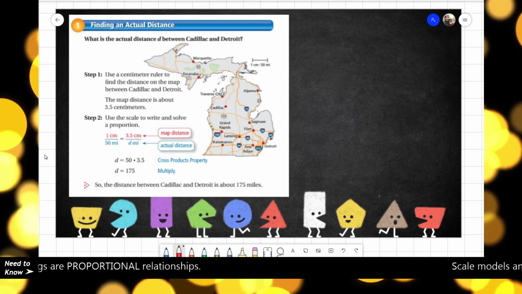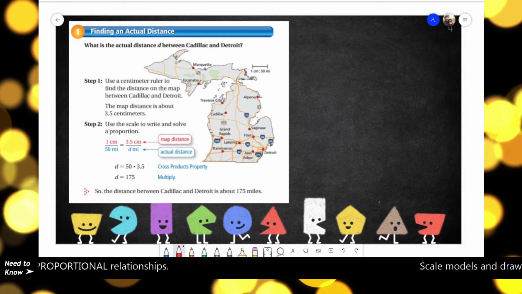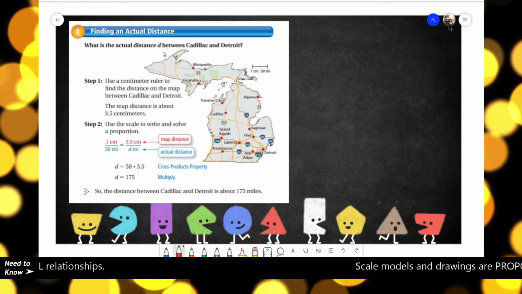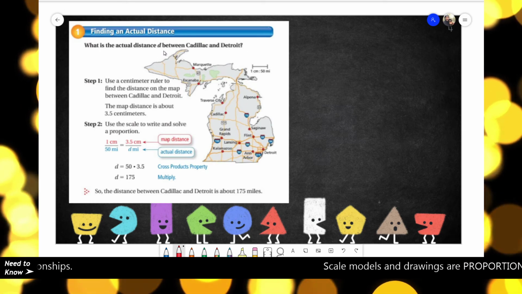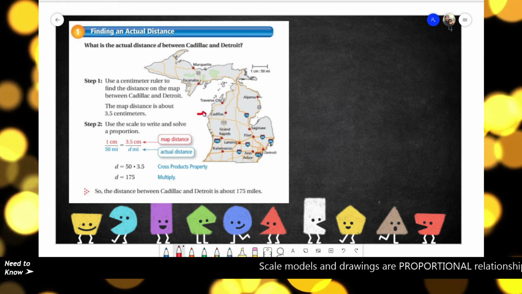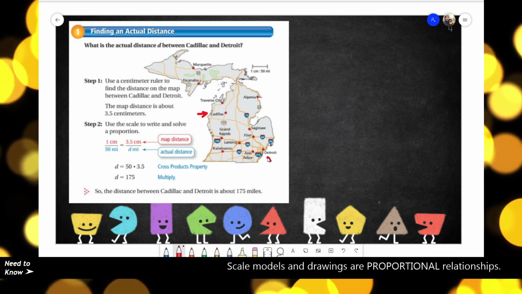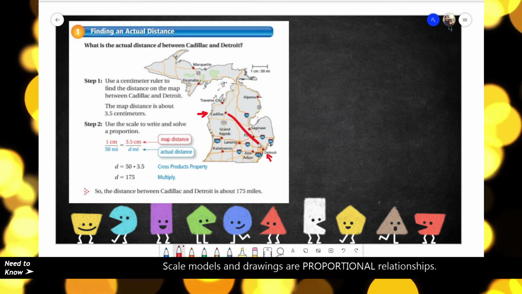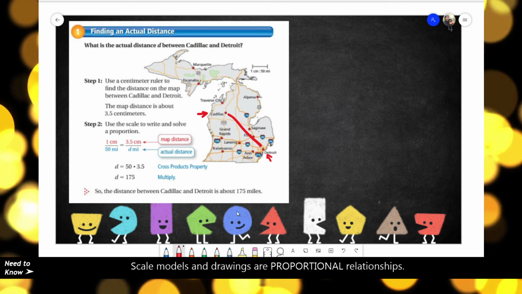So I'm going to go through one example problem, and then you're going to do one in your notes. What's the actual distance, D, between Cadillac and Detroit? Cadillac and Detroit are two cities in Michigan. So this is the state of Michigan. Here's Cadillac, here's Detroit. And they want to know the distance between these two cities.